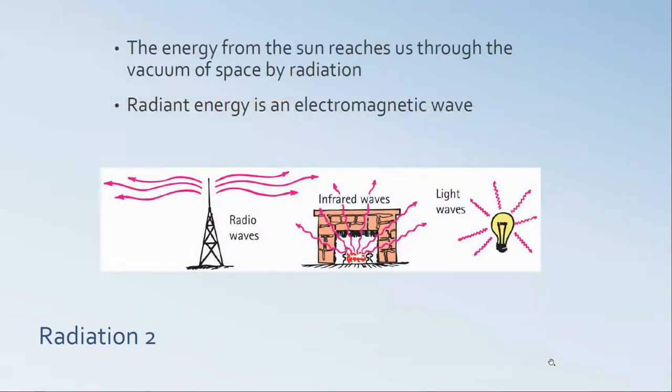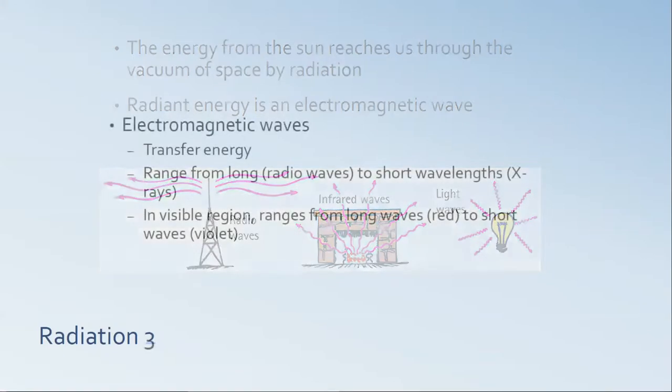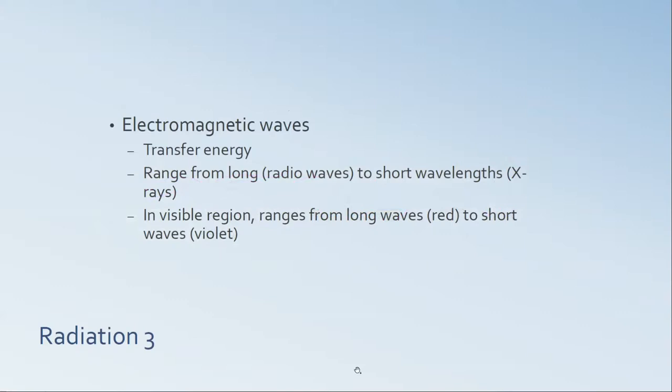The energy from the sun gets to the Earth by radiation. Radiant energy is an electromagnetic wave, and the electromagnetic spectrum comprises a lot of different energy, all the way from radio waves up to light waves and beyond. Electromagnetic waves can transfer energy, and they can either have long wavelengths, such as radio waves and microwaves, to very short wavelengths, such as X-rays.